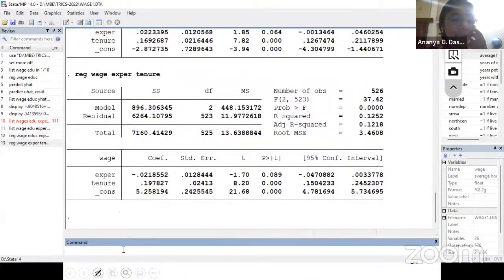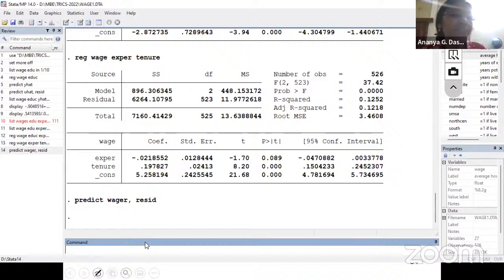Here goes. Now I'm not really interested in this. I'm interested in the residuals. So I'm going to call this WR, wage R, okay? So what are these residuals? Wage R is the residual of the regression of wage on experience and tenure. It gives me that part of wage from which the effect of experience and tenure has been filtered out.